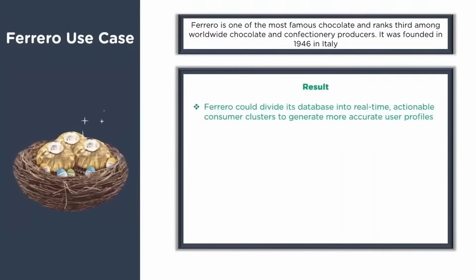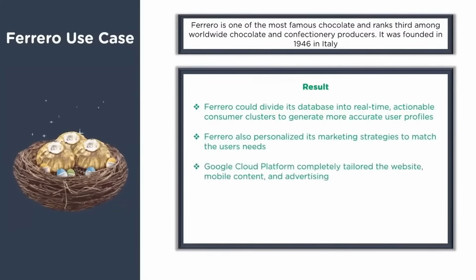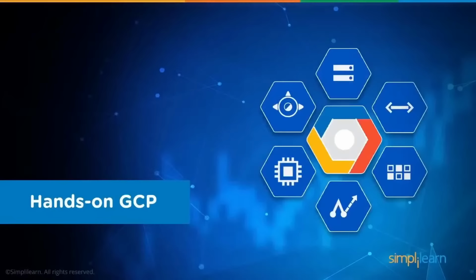What was the result? They could divide their database into real-time, actionable consumer clusters to generate more accurate user profiles. Ferrero was also able to personalize its marketing strategies to match the user needs. Now, Google Cloud Platform completely tailored the website, mobile content, and advertising, and created a very cost-effective media buy strategy.